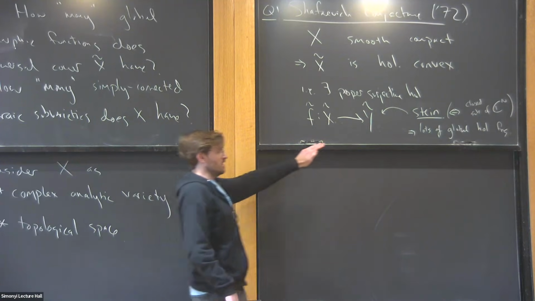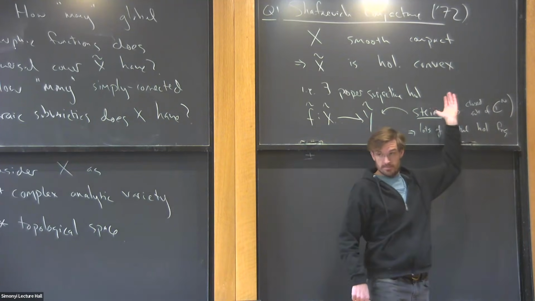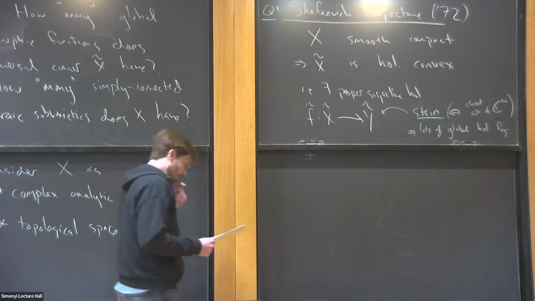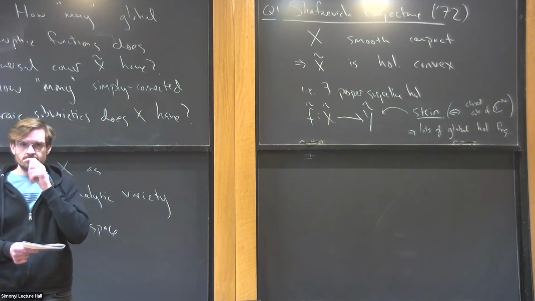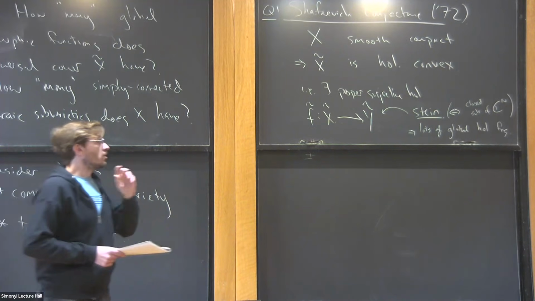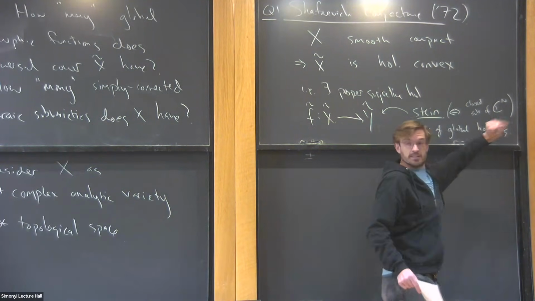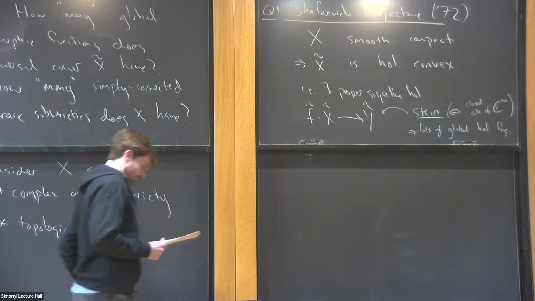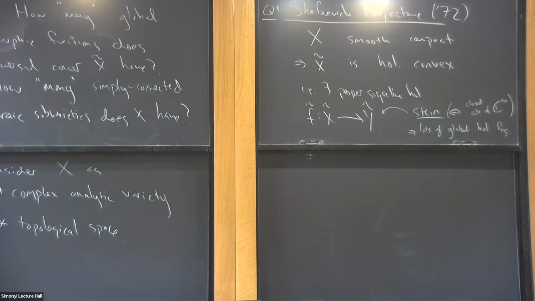Another characterization is that the higher cohomology of any coherent sheaf is zero. Is it an analytic submanifold or algebraic? Sorry? It's analytic. No, an analytic, yes, a closed analytic subvariety of C^N. That's right. Any other questions?